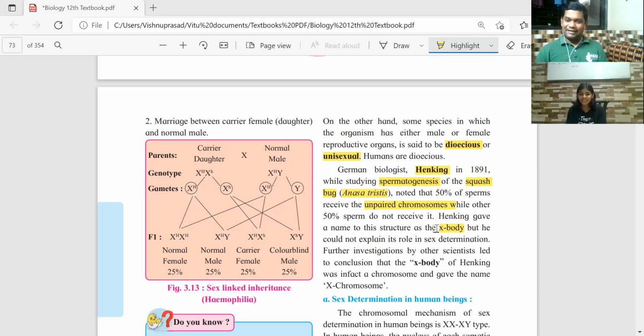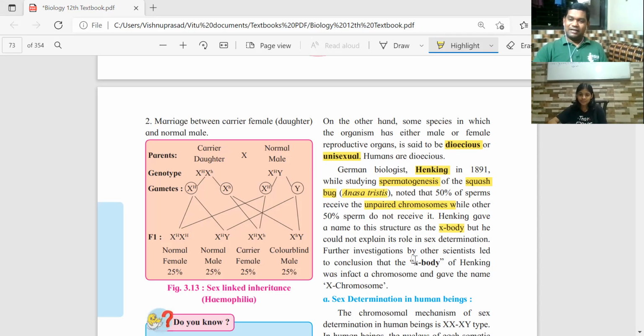In maths, if you want to determine something, like when questions come, your first sentence is: Let the unknown number be X. Generally we associate X with something unknown, something we don't know. So Henking also used the same philosophy here and named it the X body.